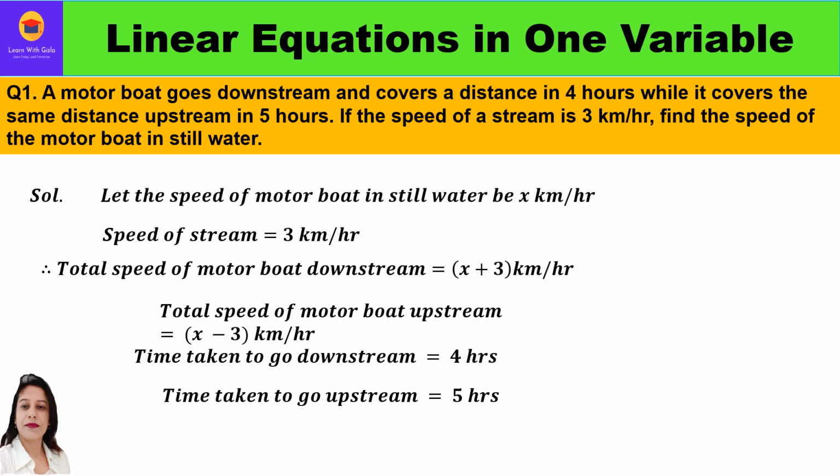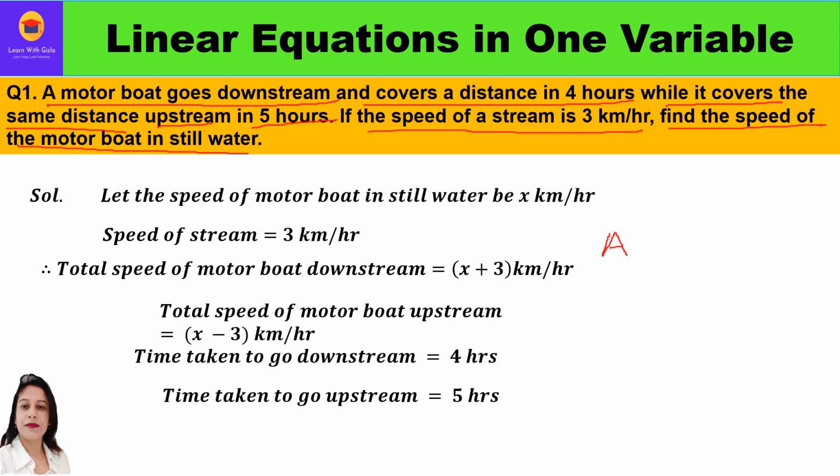The first question is, a motorboat goes downstream and covers a distance in 4 hours, while it covers the same distance upstream in 5 hours. If the speed of the stream is 3 kilometers per hour, find the speed of the motorboat in still water. Now let me explain this question.